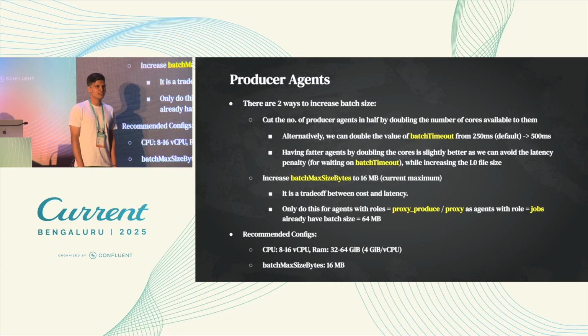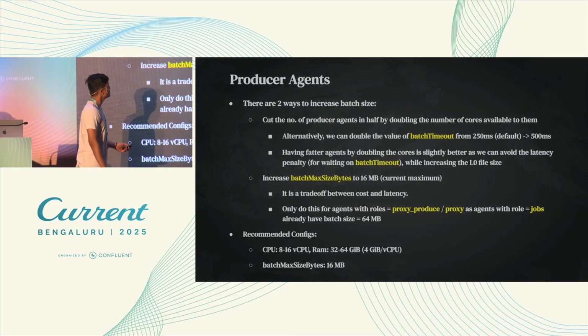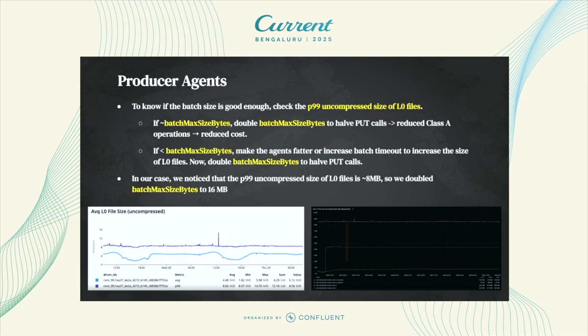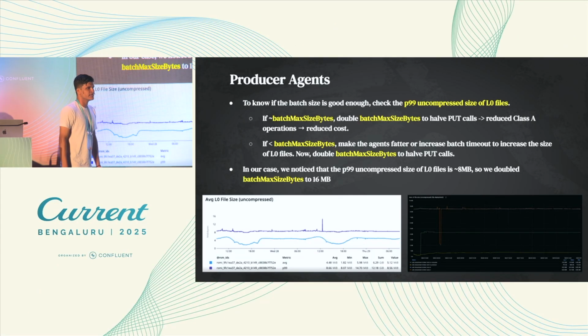Now you might be wondering how we correctly configure these. Whenever we write files, there are different levels, similar to what you have for SS tables, like L0, L1, L2. We have a metric which is the P99 uncompressed size of L0 files. If that is approximately the same as batch max size bytes, then you can double it. And if it is less, then you can either make the agents fatter or increase the batch timeout.